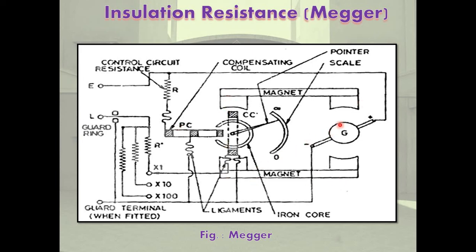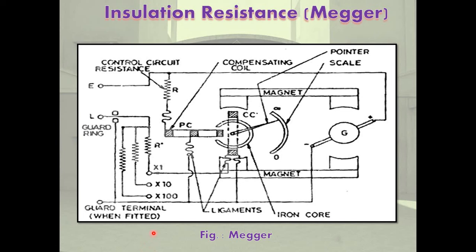This is a generator, dynamo. These are the ligaments. This is a contact circuit resistance R. Here are the three terminals E, L, and G. These are the guard terminals. This is earth and line.